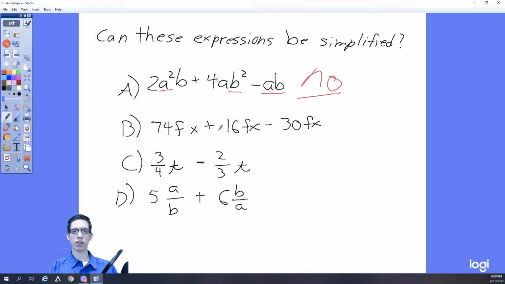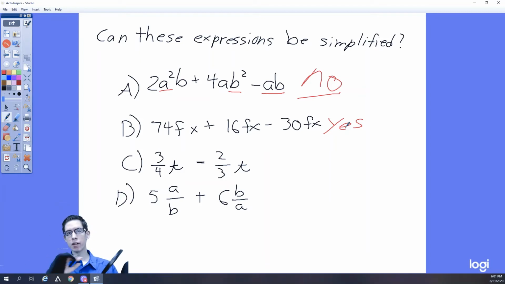74fx plus 16fx minus 30fx. What do you think? Can I combine those terms? All right. If you said yes this time, then you were correct, because 74fx, 16fx, and negative 30fx, even though the coefficients don't match, that's not a problem. This time the variables do. I've got a single f and a single x in every single one of my terms. All three of those can actually be added together, and that's awesome.